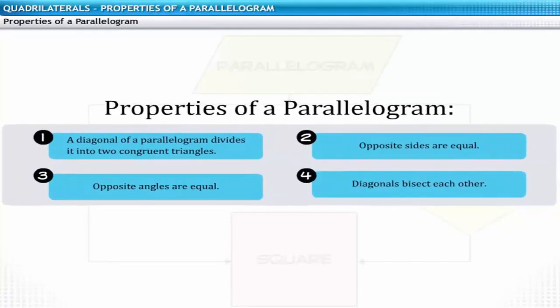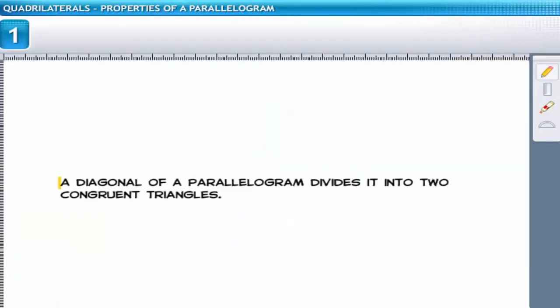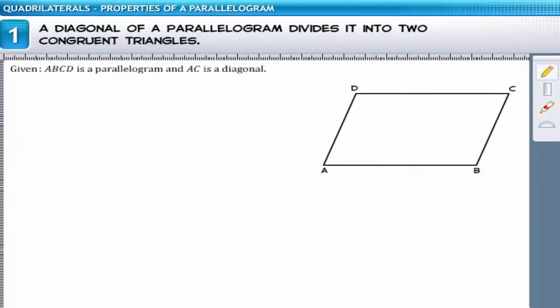Let us now try to prove some of the properties of a parallelogram. First theorem we are going to prove is a diagonal of a parallelogram divides it into two congruent triangles. Consider a parallelogram ABCD and let AC be its diagonal. In order to prove that the diagonal AC divides the parallelogram into two congruent triangles, we will prove that triangle ABC is congruent to triangle CDA.